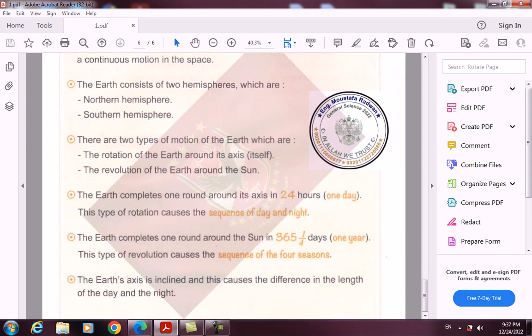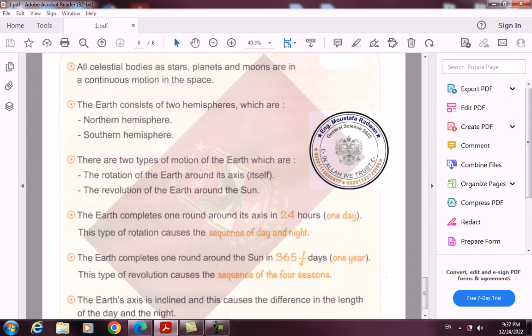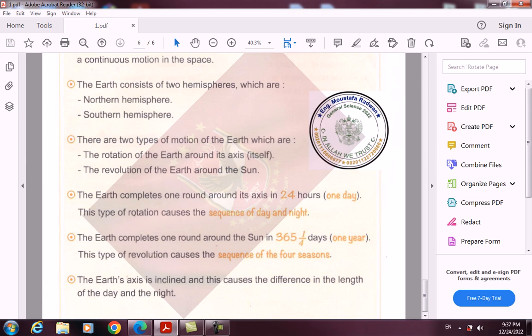And 4, a little bit of summary of all what we discussed today. The first point, all celestial bodies, such as stars, planets, and moons, are in continuous motion in space. They do not stop. We are always moving. The second point, the Earth consists of 2 hemispheres, the northern hemisphere and the southern hemisphere. For the third point, there are 2 types of motion of the Earth: the rotation of the Earth around its axis, and the revolution of the Earth around the Sun.